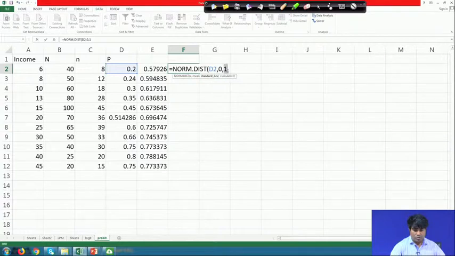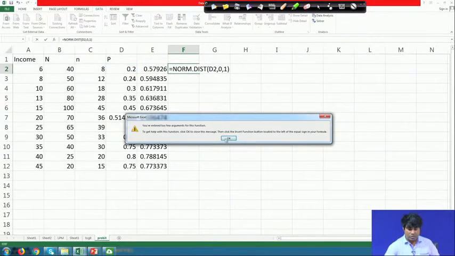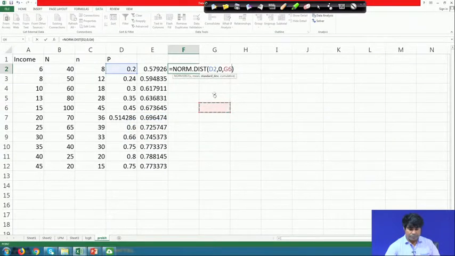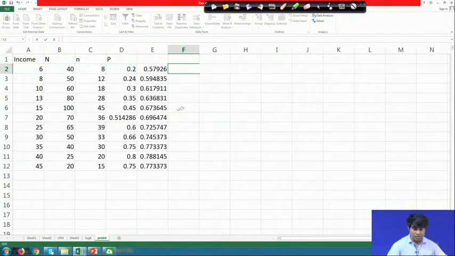So this is what I just edited. There is a slight error here. Okay, normal distributions.